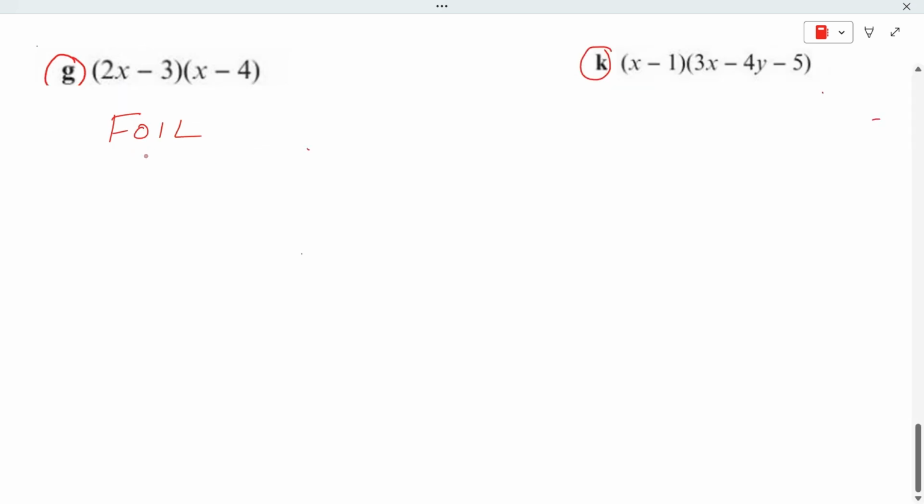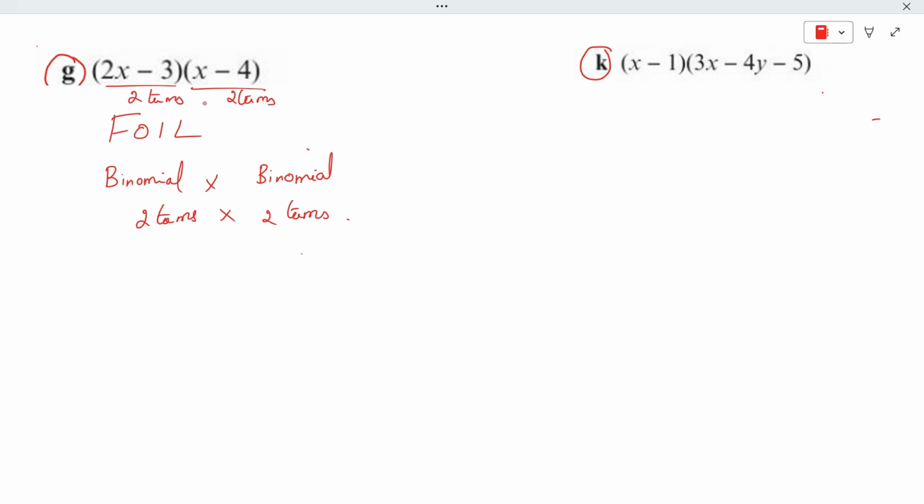This FOIL method is used only when a binomial expression is multiplied with a binomial expression, which means two terms are multiplied with two terms of the other expression. Okay, so here you can see 2x minus 3, the first expression, has two terms, and also the second expression has two terms. So for the product of two terms with two terms, I can use the FOIL method.